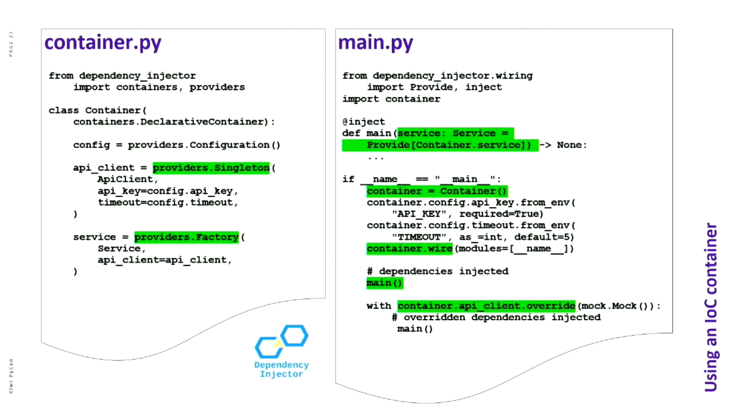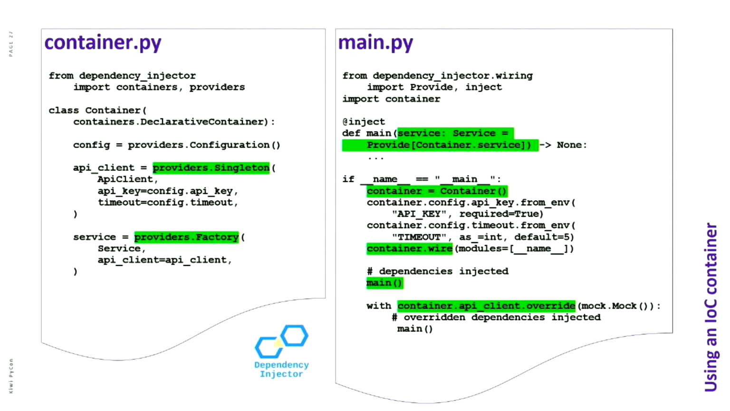inversion of control container, which is one of the more popular ones, and we'll have a look at a list of inversion of control containers shortly. So on the left-hand side, we've got the definition of a container class, which inherits from a declarative container, which is defined in the dependency injector package. And then we stand up a couple of providers, a singleton provider and a factory provider.